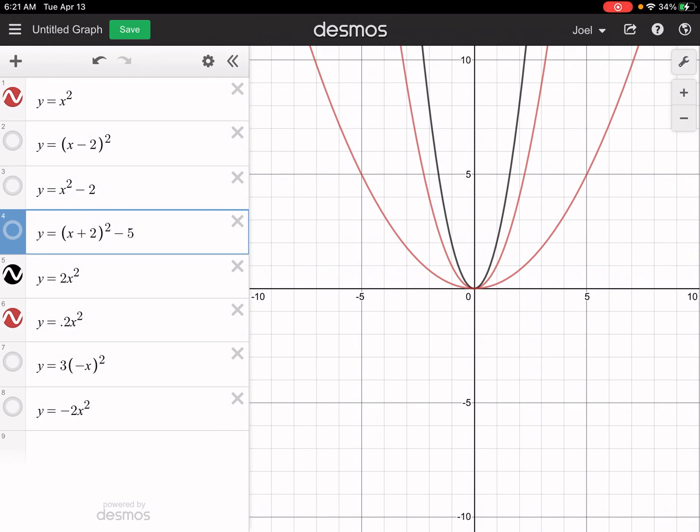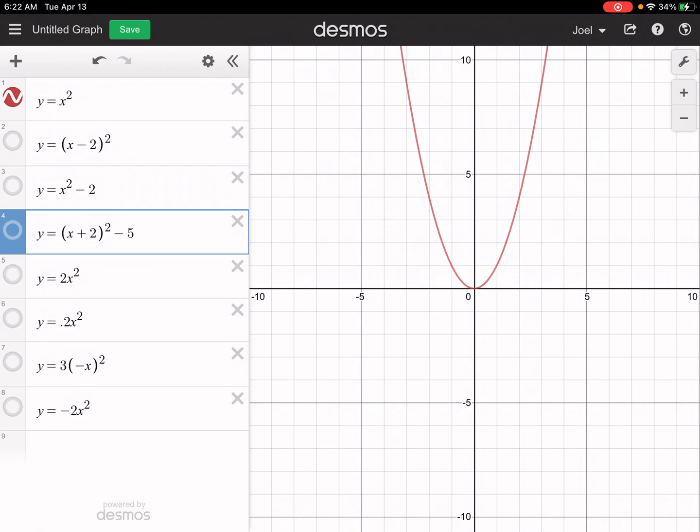Here's 0.2. Okay, so 0.2, notice, got a lot fatter. This is called a vertical compression, where it's like something is pushing down on the graph and it's kind of compressing down and getting fatter. Okay, so that's 0.2. And what you're going to notice is anything between 0 and 1 makes the graph fatter. Anything between 1 and infinity is going to make the graph skinnier. So that's kind of the rule there.